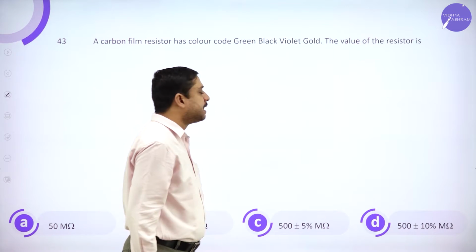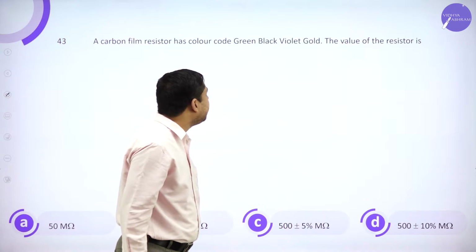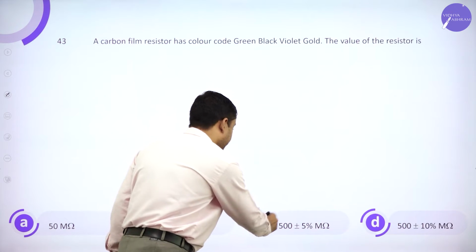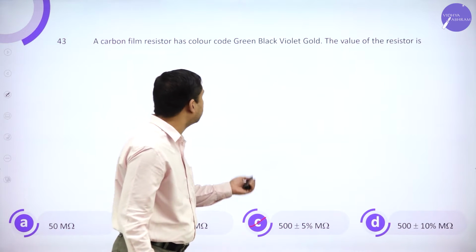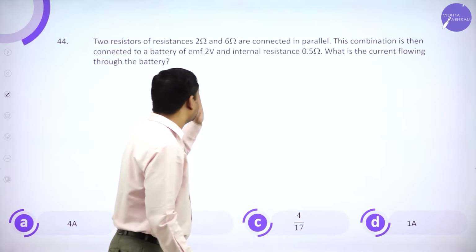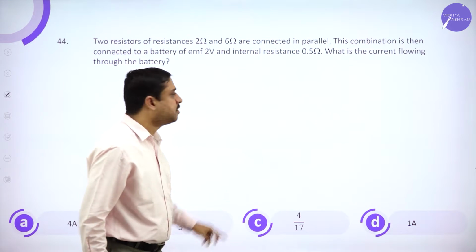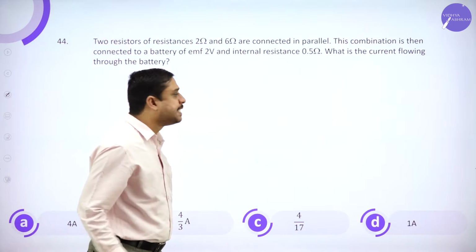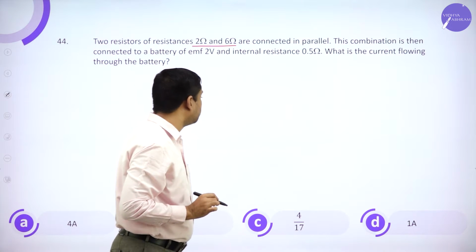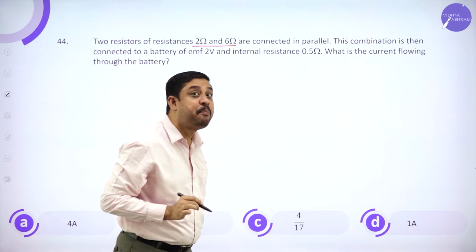A carbon resistor has color code green, black, violet, gold. Value of the resistor, BB Roy, you get the third option. Now, the next one. 2 resistors of resistances 2 ohms and 6 ohms are connected in parallel.